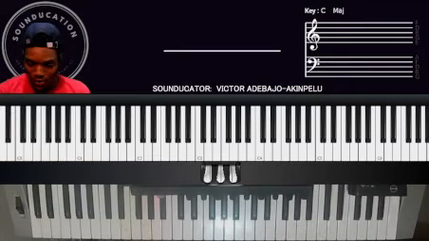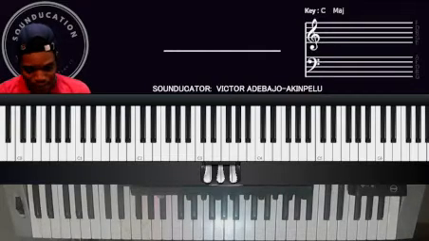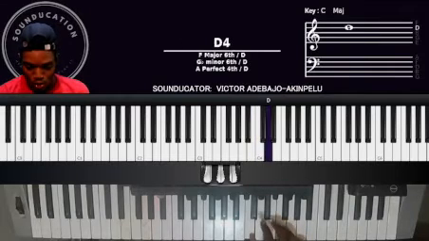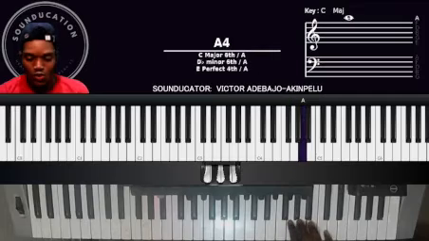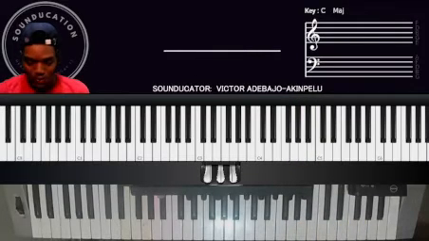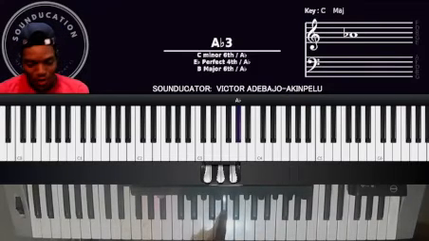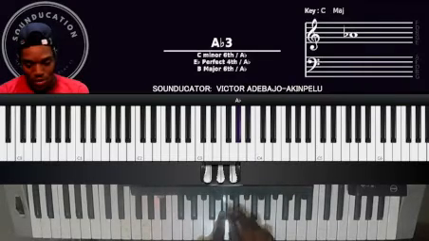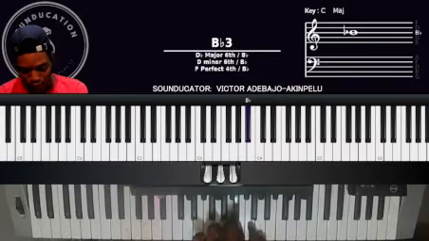Right? So let's try a different key and find out if it works the same way. Remember, it is tone, tone, tone, semitone, tone, tone, tone, semitone. So let's try and apply that formula anywhere else. Let's move here. Right? So I'm looking for a tone, tone, tone, semitone. So you look to skip one tone.